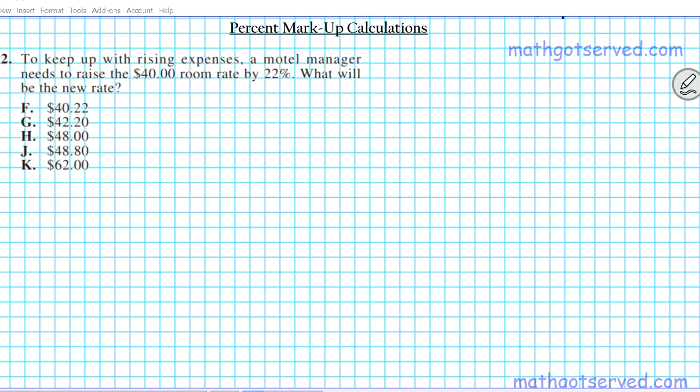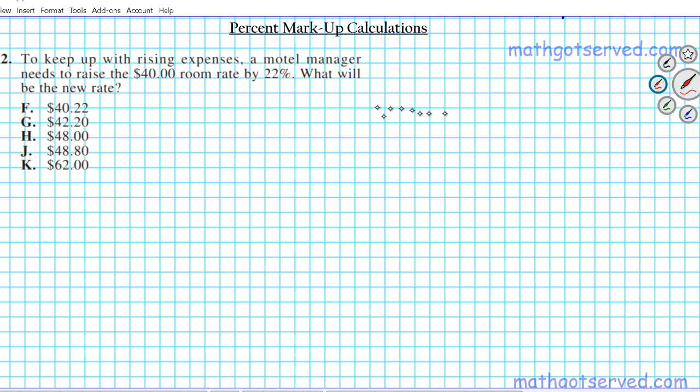Percent markup calculations. You need to know how to do percent markup calculations to do well on your ACT. All right. So the problem is as follows. To keep up with rising expenses, a motel manager needs to raise the $40 room rates by 22%. Question: what will be the new rate?